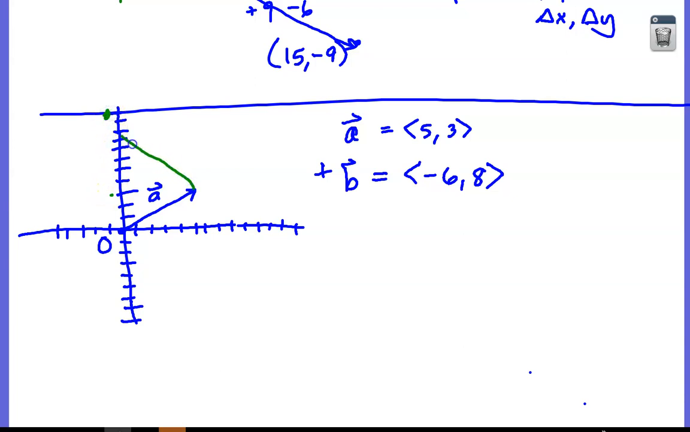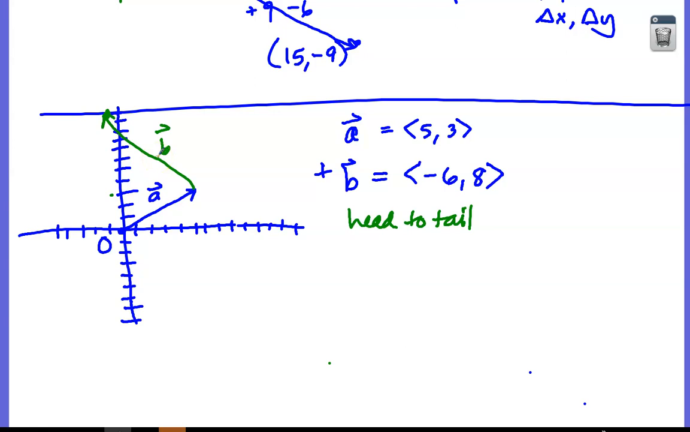1, 2, 3, 4, 5, 6, 7, 8. So see, there's B. There's me going 5, 3, and then there's me from there going negative 6 in the x and 8 in the y. This is called the head to tail method, because this is the head of the arrow and this is the tail of the other one. You're putting the head of the one and the tail of the next one together. This is called the head to tail method.